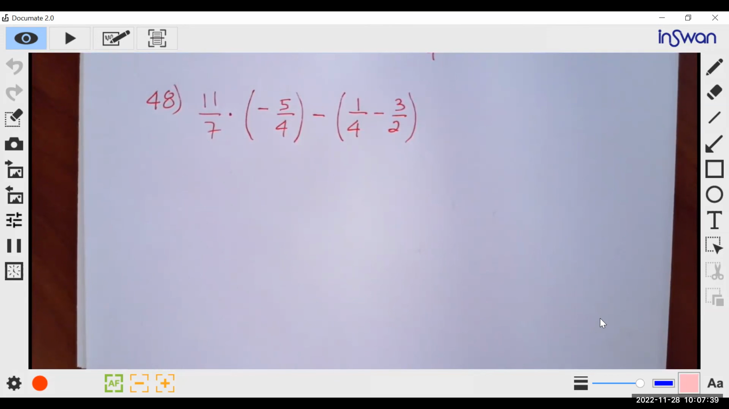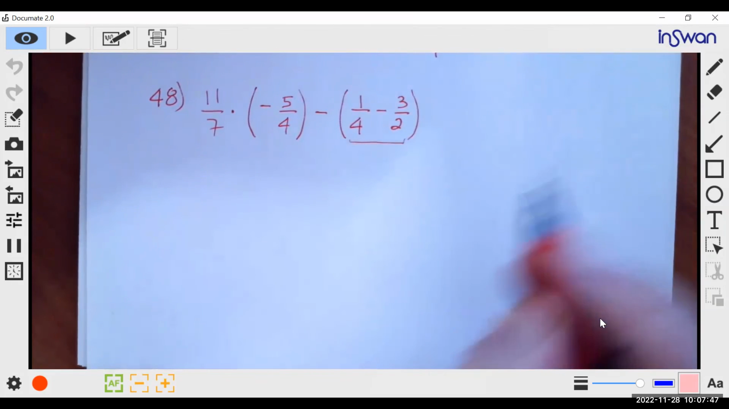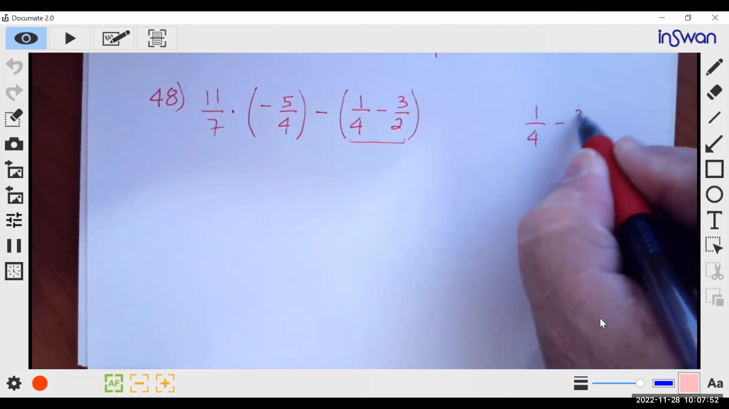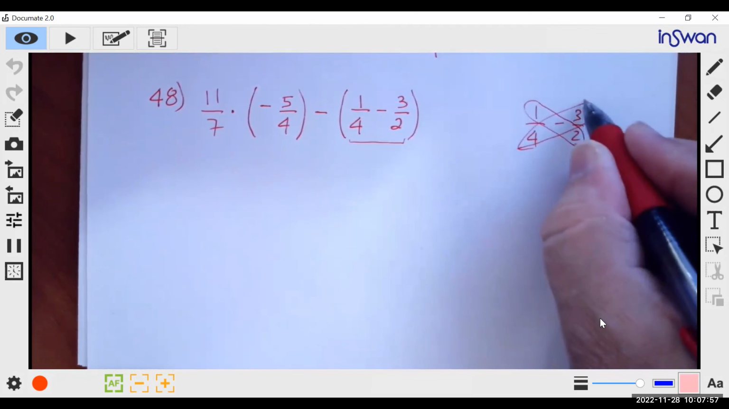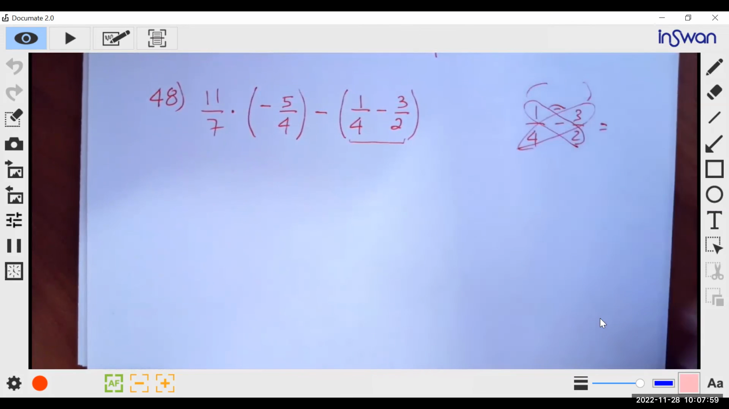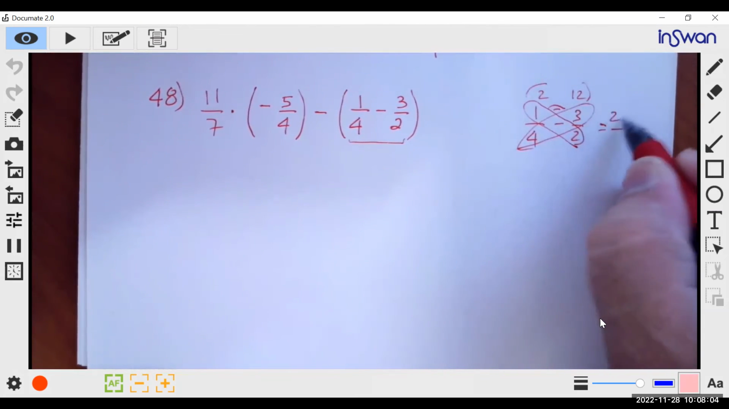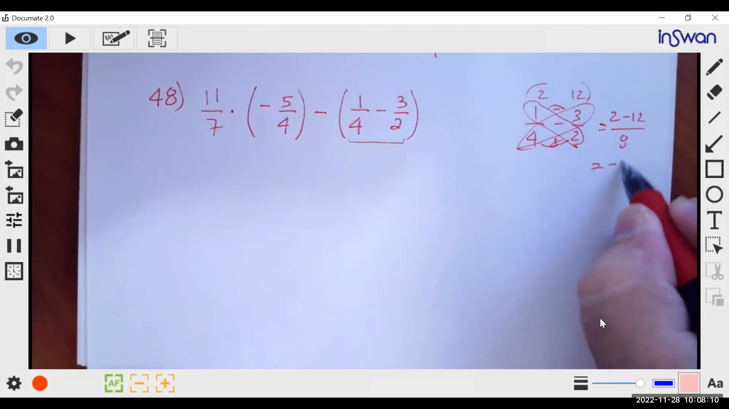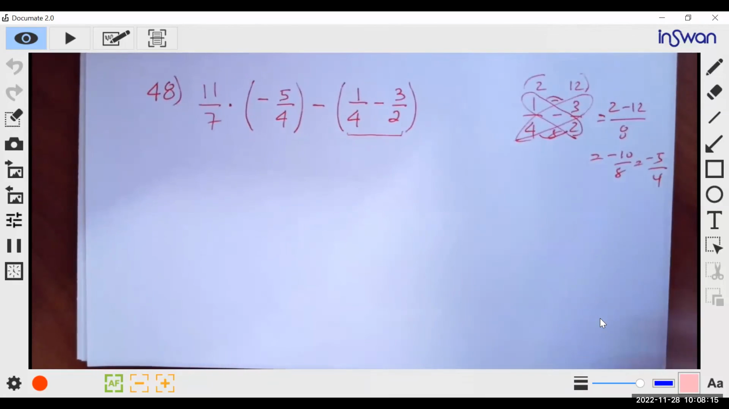So what do you think you have to do first? Do inside the parentheses. So you have 1 over 4, 1 times 2, 4 times 3. So 2 minus 12 over 8. Negative 10 over 8. Negative 5 over 4.